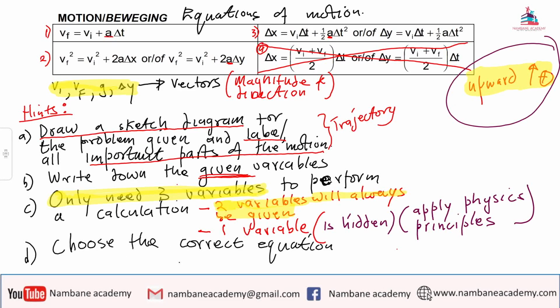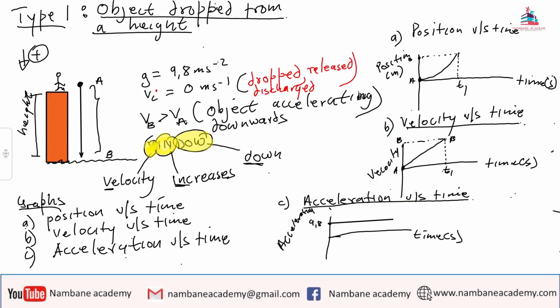Type one questions. The graph there is a position versus time graph. Now, let us assume that the object was dropped from 20 meters above the ground. Let us look at the graph there. It starts at position A, which is 20 meters above the ground, and starts at 0.